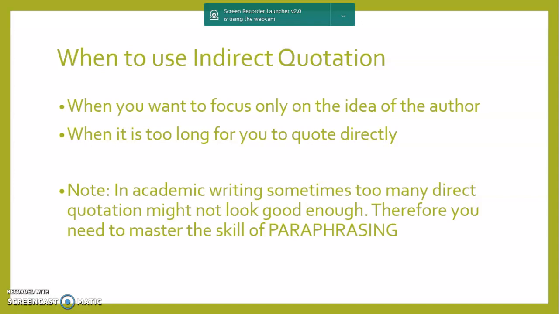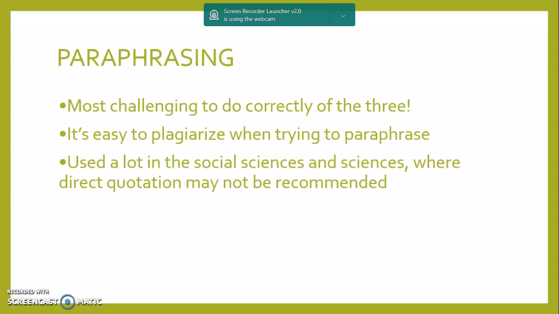This is when we need the skills of paraphrasing. So if in academic writing you put too many direct quotations, it might not seem good. So therefore, we need paraphrasing. Okay? So this is paraphrasing. It's actually the most challenging to do in the 3 topics that we're going to talk about. So this is the most challenging one. And it is easy to fall into plagiarism when we try to paraphrase.